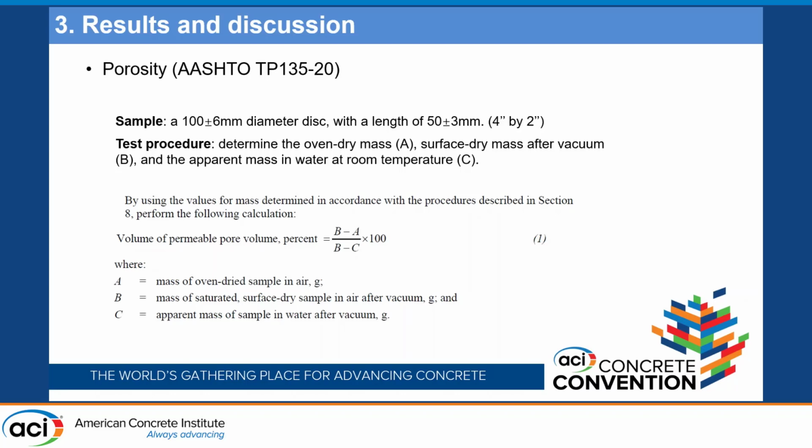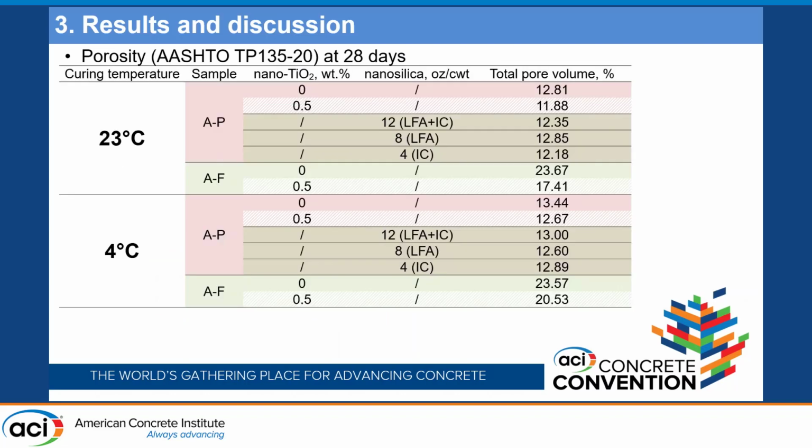AASHTO TP 135 process. You essentially calculate the porosity using this equation, and you can see some of the results summarized here. So we have AP and AF. This is two series of concrete, P being a concrete without the fly ash, with various nanomaterials being added to it, F being a concrete with fly ash, with various types of nanomaterials being added.